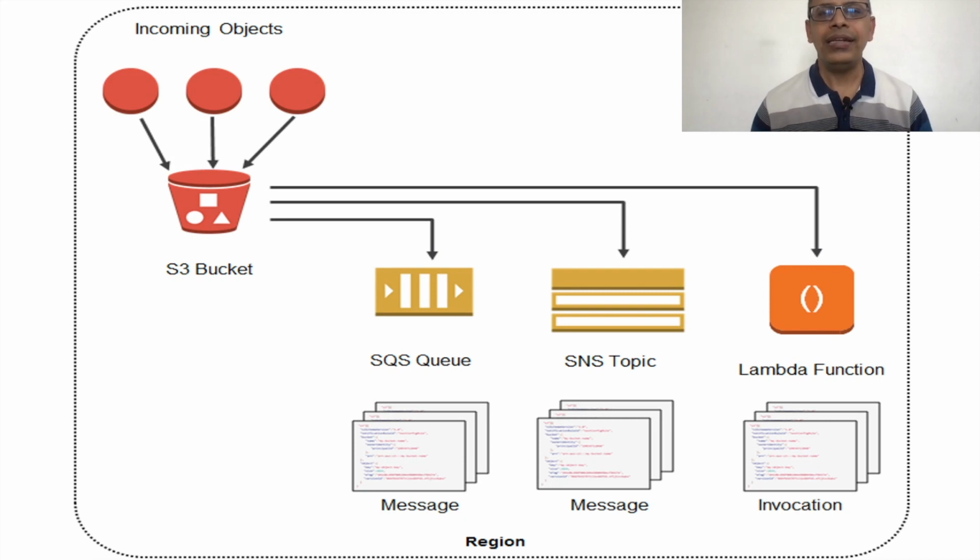Now, let's say you have an S3 bucket and your users are uploading objects into this bucket. S3 has the capability of sending out notifications when an object is either uploaded, updated, or deleted. These events can be sent to destination services like SQS, SNS, or a Lambda function.